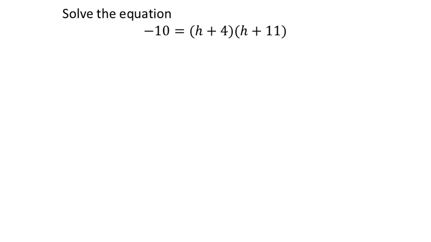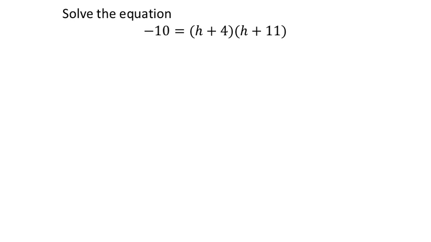All right, you're going to see something like this, and some students get this mixed up. They're like, all right, -4 and -11, and that would be great if this equaled 0. But it's not 0, it's -10. So what we've got to do is go back a little bit and do some FOIL action.